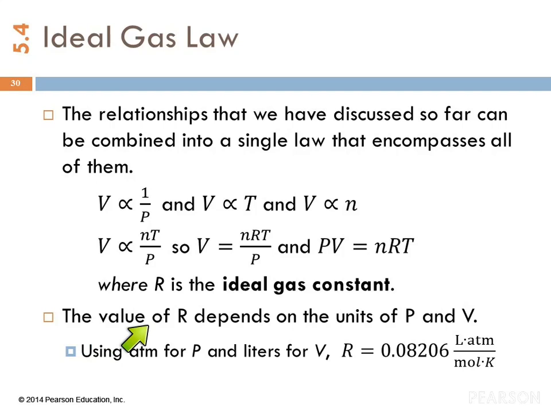So the value of R depends on what units we use for pressure and volume. n is always in moles, and temperature is always in Kelvin. But if you use different pressure and volume units, you could end up with a different constant. The constant we're going to use is this one, using liters and atmospheres. And so R is equal to 0.08206. And the units look pretty funky, but they are that way so that they cancel out. This is just a constant. So liters times atmospheres divided by moles times Kelvin.